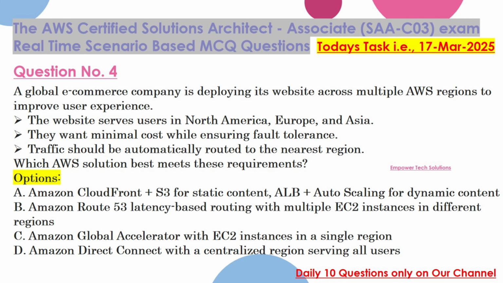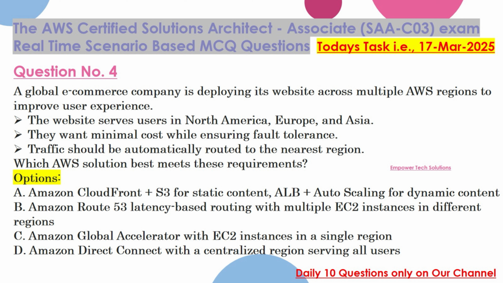Question 4. A global e-commerce company is deploying its website across multiple AWS regions to improve user experience. The website serves users in North America, Europe, and Asia. They want minimal cost while ensuring fault tolerance. Traffic should be automatically routed to the nearest region. Which AWS solution best meets these requirements?